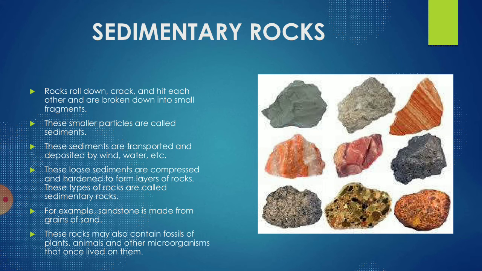organically like coal, right? So these rocks are the most widespread and cover about 75% of the total land area of the earth. So sedimentary rocks are formed when loose sediment compresses and hardens to form layers of rock. For example, sandstone is made from grains of sand. These rocks may also contain fossils of plants, animals and microorganisms that once lived on them, right? So these rocks are formed when small sediments of rock compress and harden to form a rock.